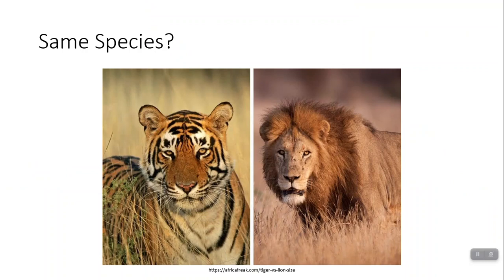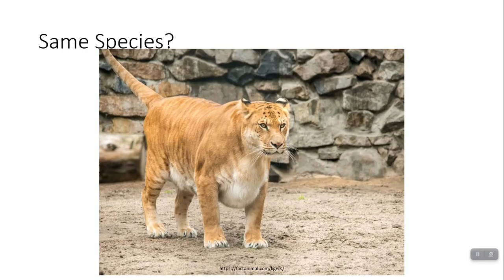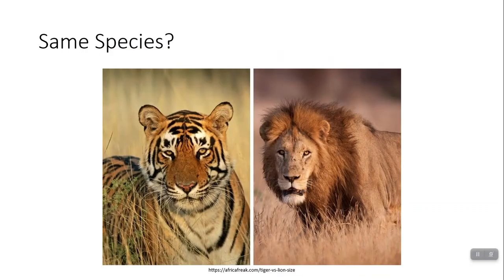Are these guys the same species? This is a tiger and a lion. They're both big cats. They are actually capable of reproducing with each other. So this chunky guy right here is a liger, which is a lion daddy and a tiger mama having a baby. But ligers themselves are not able to reproduce well with lions, tigers, or other ligers. So they're not capable of maintaining a species. So that's why we say that lions and tigers are separate species from each other.